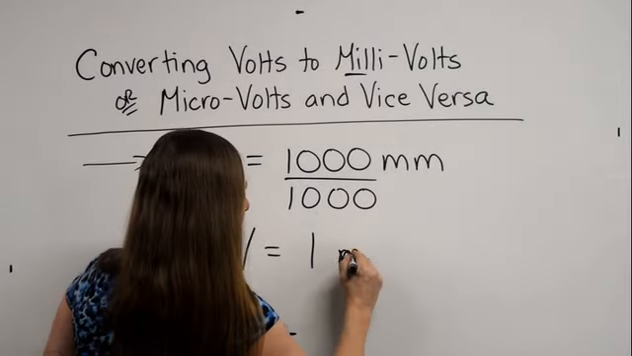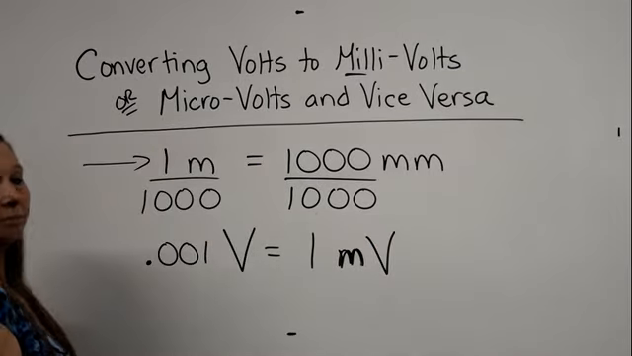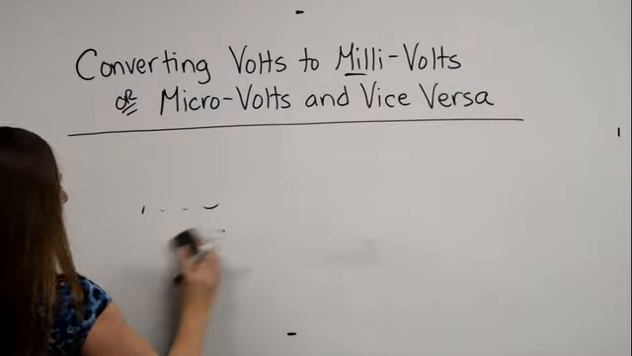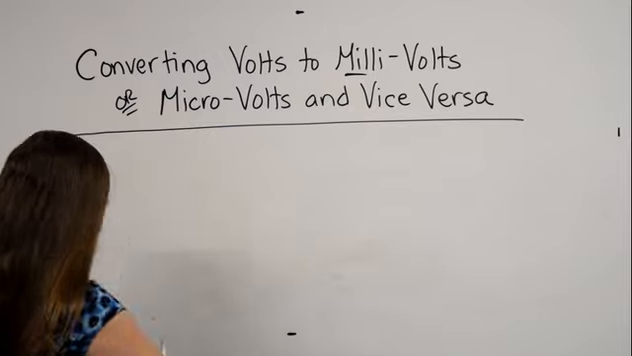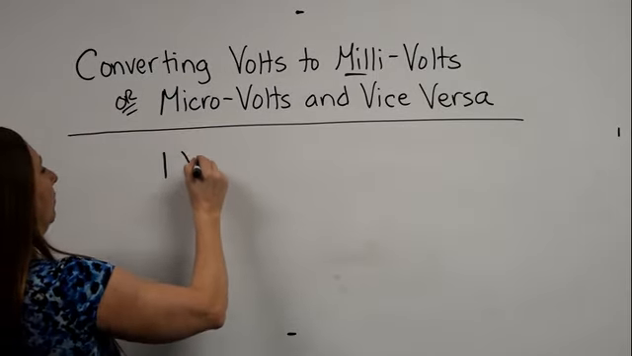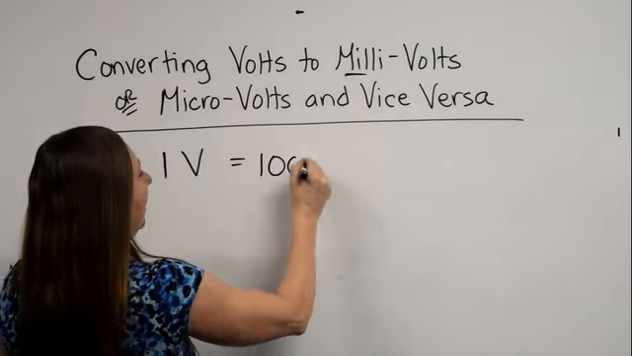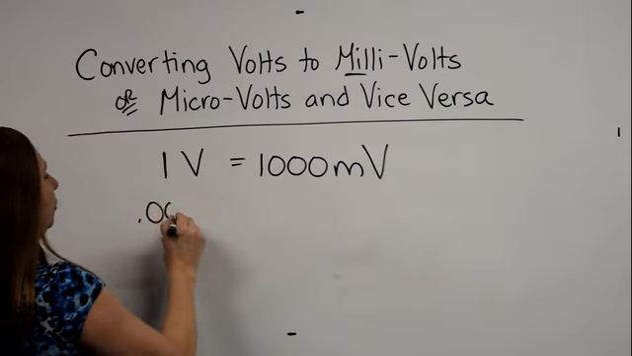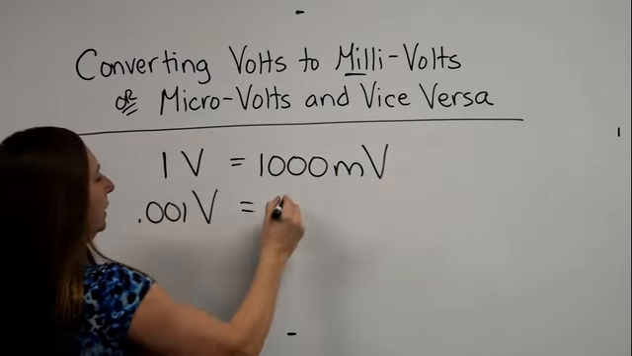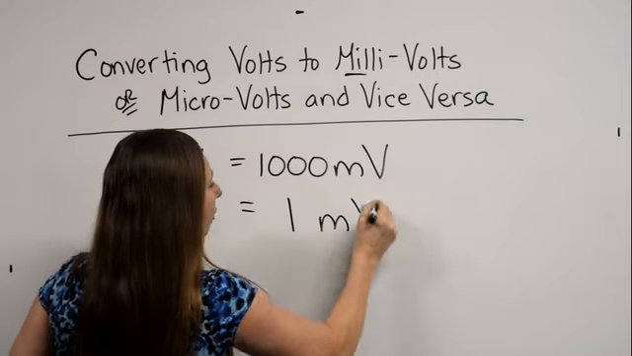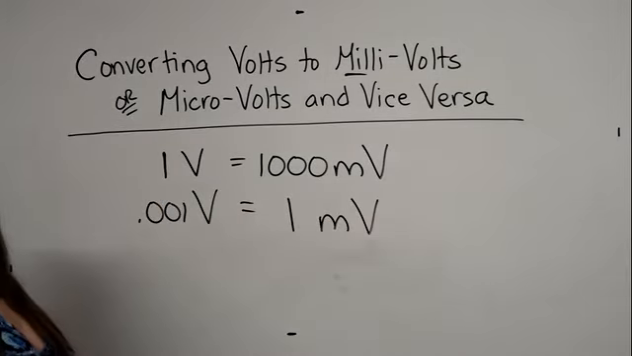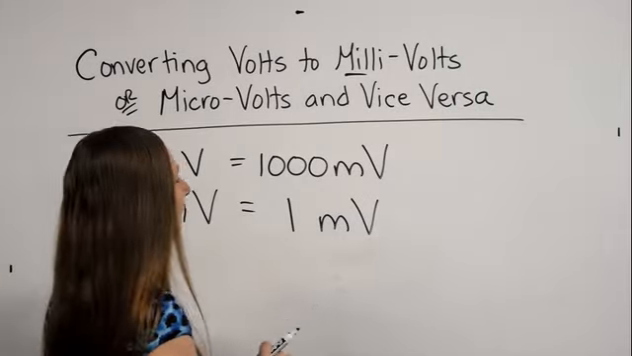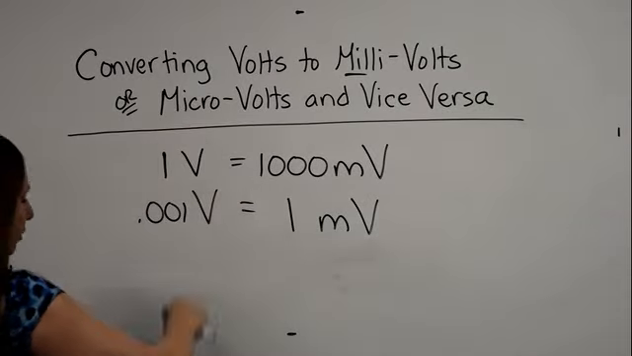volt is 1 millivolt. Okay, so you want to write down that 1 volt is 1,000 millivolts, and 1,000th of a volt is 1 millivolt. Okay, those are both correct. You can use one or the other for converting between volts and millivolts. Now, what is this micro?